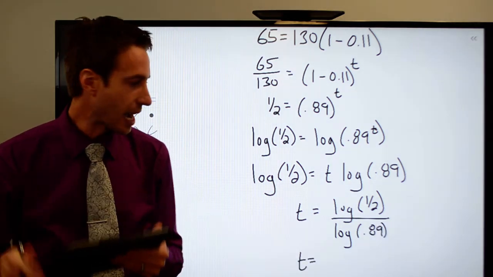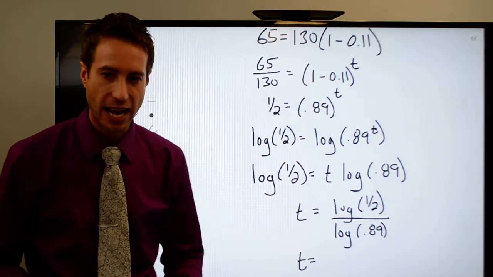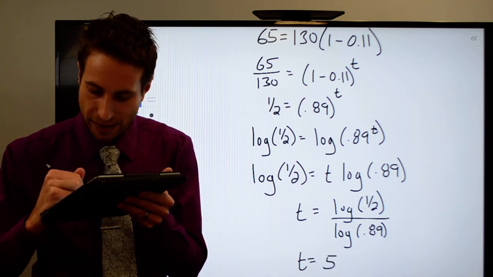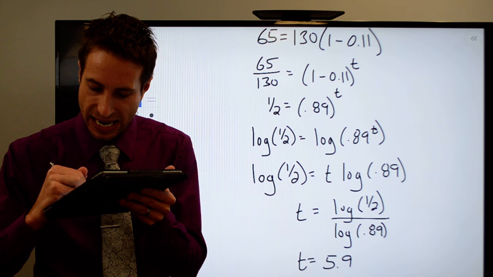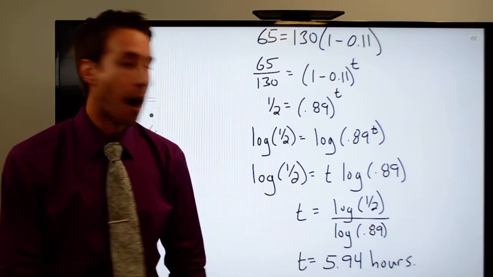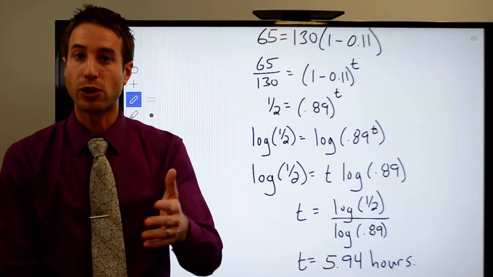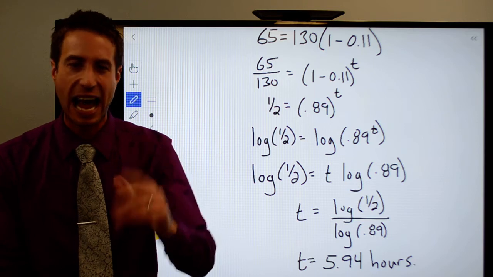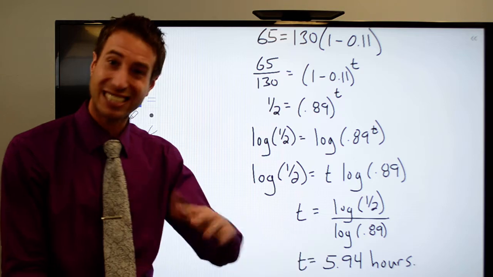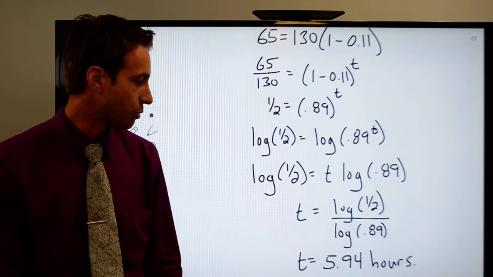If you do that in your calculator, again, you've got a common log. Every calculator's got a common log button on it. Do it on your calculator. You will have to round a little bit, but I'm rounding my answer. I get about 5.94 hours. So, metabolizing caffeine at a rate of 11% per hour, if you drink a cup of coffee or something like that that has an average amount of caffeine of 130 milligrams, it'll take about 6 hours for your body to eliminate half of the caffeine that you drank.